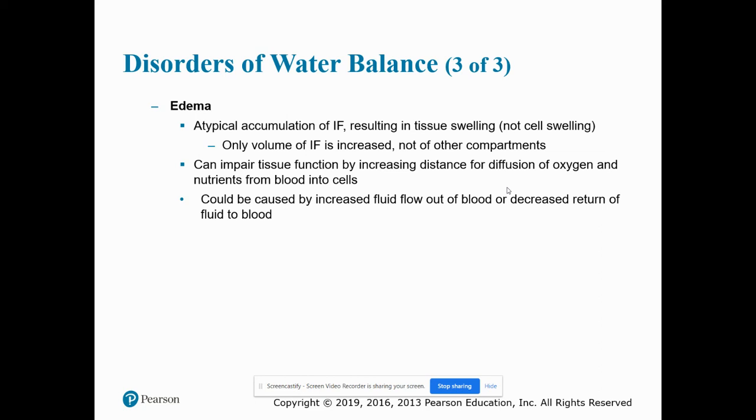impair tissue function because it could potentially increase the distance for diffusion of oxygen and nutrients from the blood into the cells, and it could be caused by an increased fluid flow out of blood or a decreased return of fluid to the blood. So remember, the blood is going to flow from the arterial side, get into the capillary bed, and it's going to go out into the interstitial fluid, and then it gets picked back up. So edema could be caused by either an excess flow out of the blood, or on the venous side, if it's not being picked up properly, that could also lead to edema.